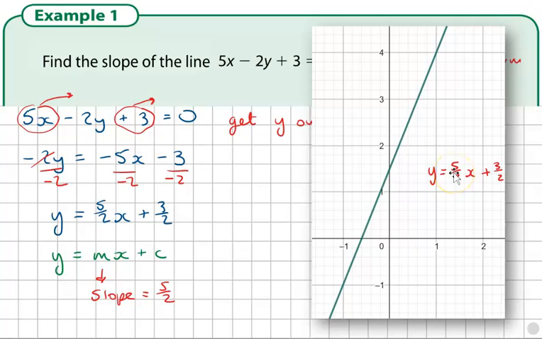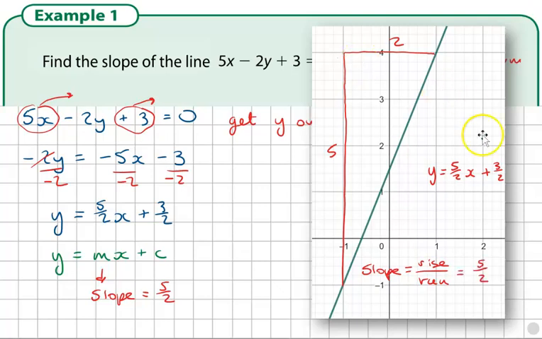So we're going to draw in our sensible triangle. And we can see that the rise is 5 and the run is 2. And the line is going uphill. It's a positive slope. We read a graph like we read a book from left to right. And this line is going uphill. And it has a rise of 5 and a run of 2. So the slope is equal to rise over run, 5 over 2. So it is correct.